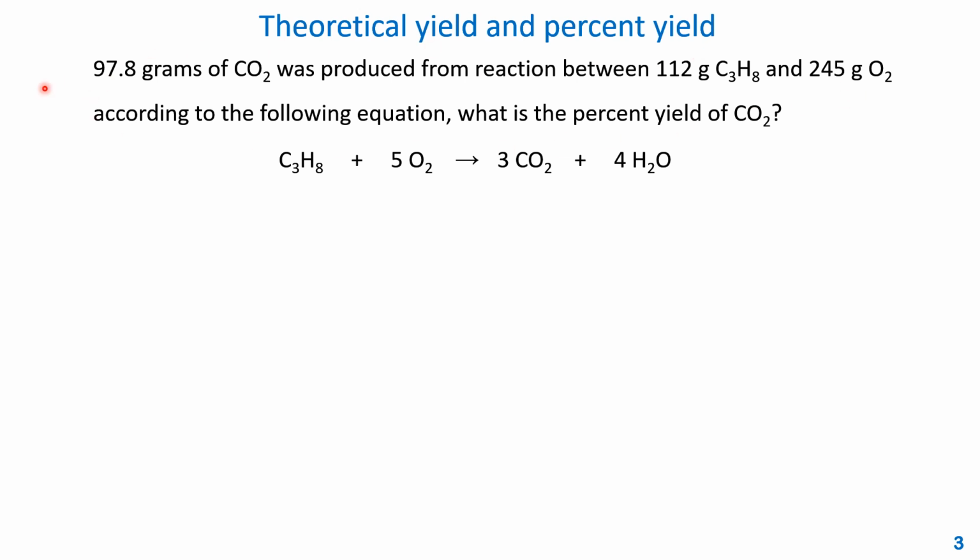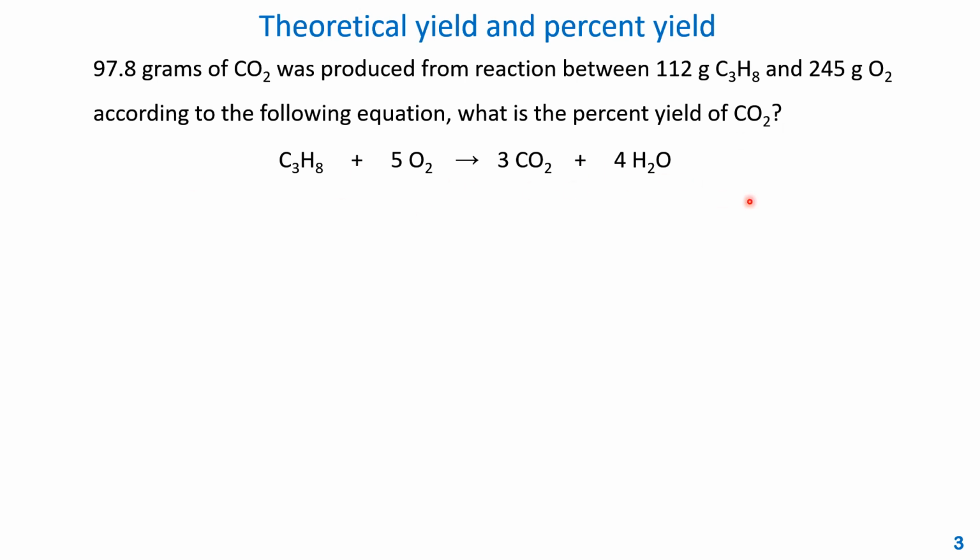So here is an example. 97.8 grams of carbon dioxide was produced from this reaction between 112 grams of propane, which is a very common fuel, and 245 grams of oxygen. What is the percent yield of carbon dioxide? This is the actual yield of carbon dioxide, one of the products, and you want to find percent yield. So first you need to find the limiting reactant, then you need to find the theoretic yield, and then you can calculate percent yield.